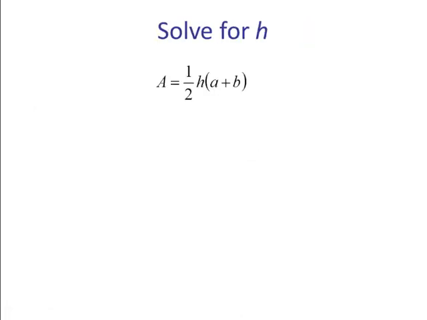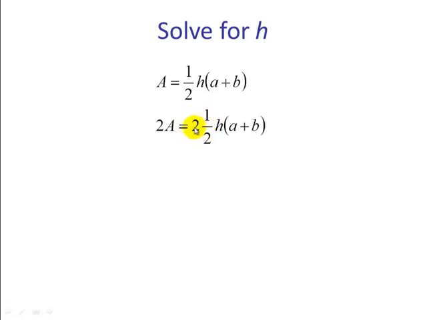So we begin with our formula. To solve this for h means I need to get rid of the 1/2, and I need to get rid of the sum a plus b. Now it may help to think of this as just a number. So the first thing I want to get rid of is the 1/2. So one way of eliminating the 1/2 is to multiply it by 2.